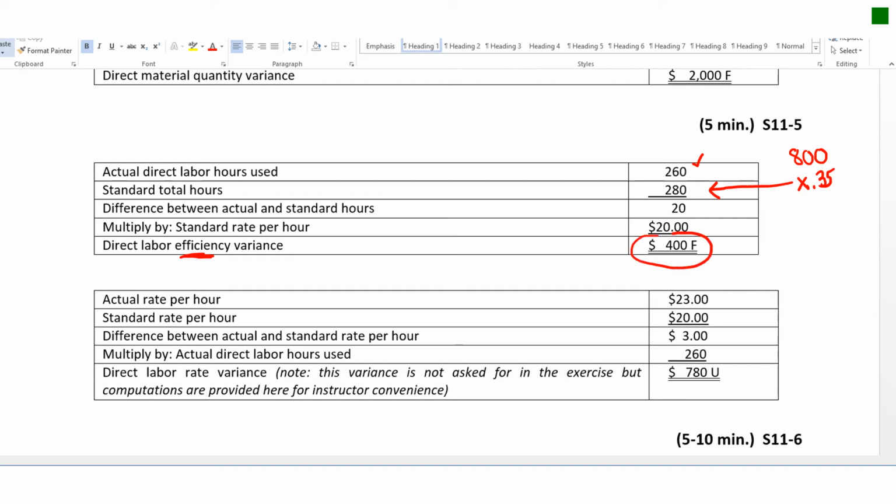When you look at the rate variance, again, the actual labor rate was about 23 bucks. You spent more than the standard, that's not good, that's the $3 difference, times the actual labor hours, that gives you an unfavorable rate variance of $780.